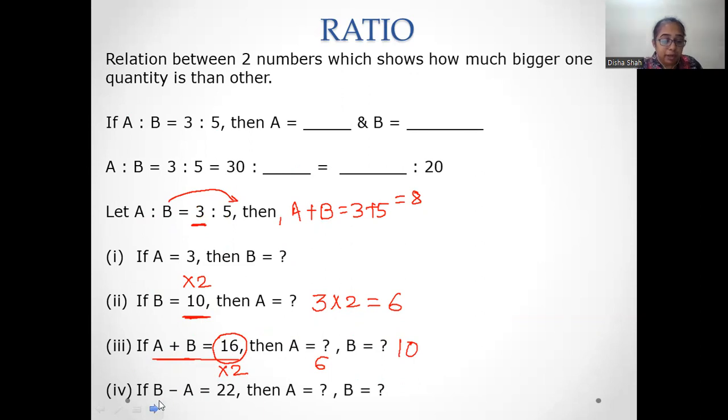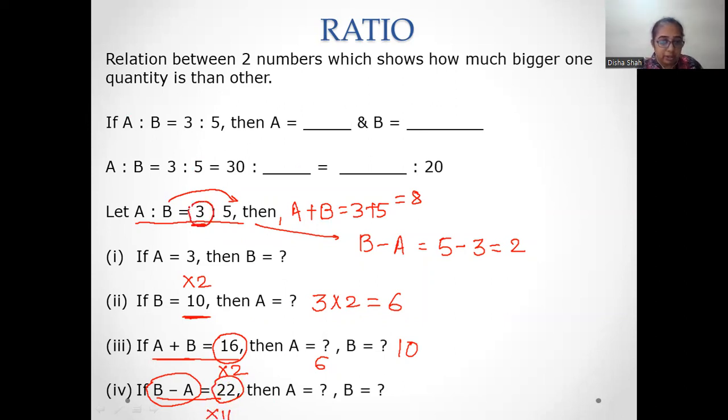Last. If B minus A is equal to 22. So here whose value is given? B minus A. So we see how much B minus A will be as per this ratio. As per the ratio, B minus A is nothing but 5 minus 3, which is equal to 2. But here the value is not 2, the value is given as 22. Meaning it was multiplied by 11. So I will multiply A also with 11. So A will become 33 and similarly B will become 55.